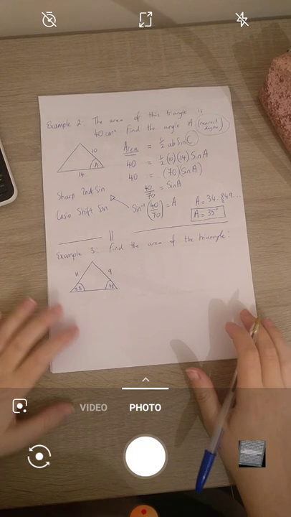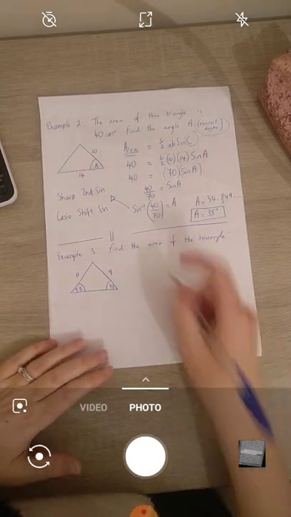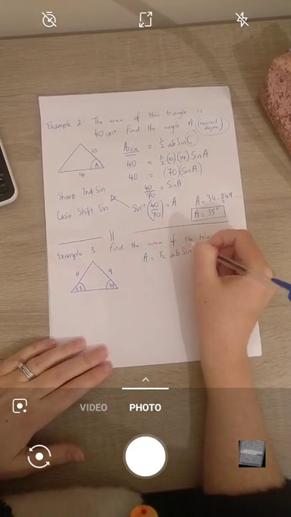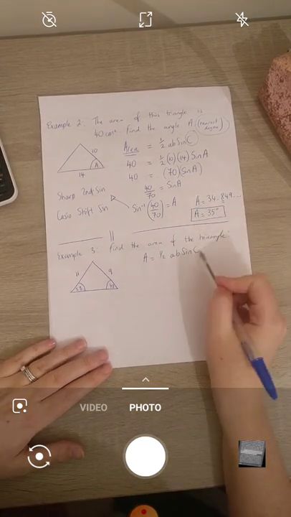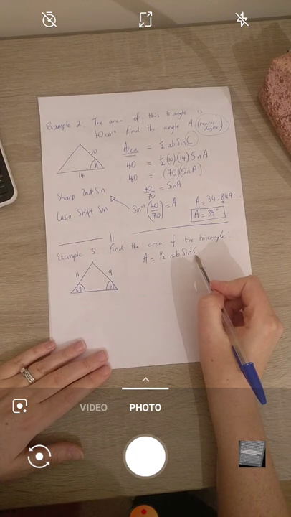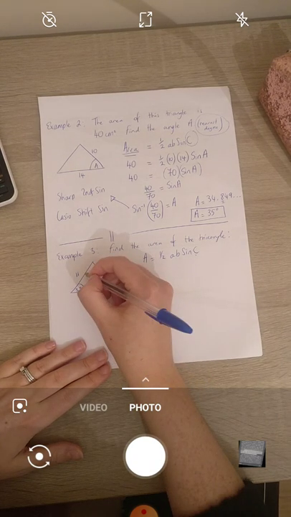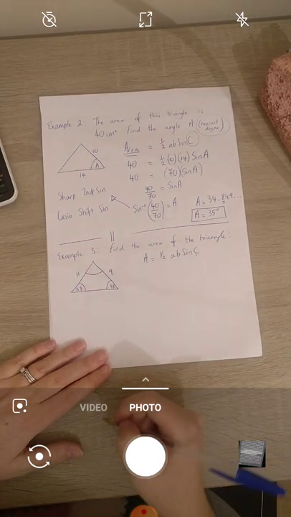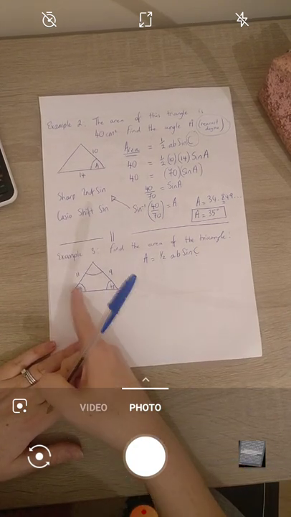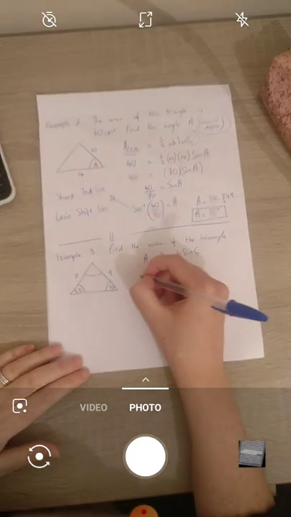So find the area of the triangle. Now this example is really important. If we're finding the area, our formula is half AB sine C, but remember it has to be the angle that falls in between the two sides, or the included angle. So if we have 11 here and 9 here, that means we don't have the angle that we need to work out this question. However, we do have the other two angles.